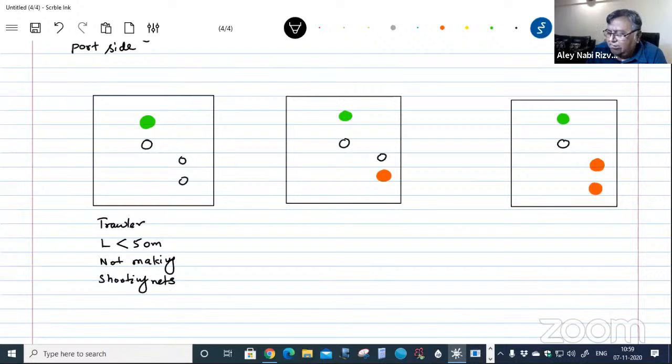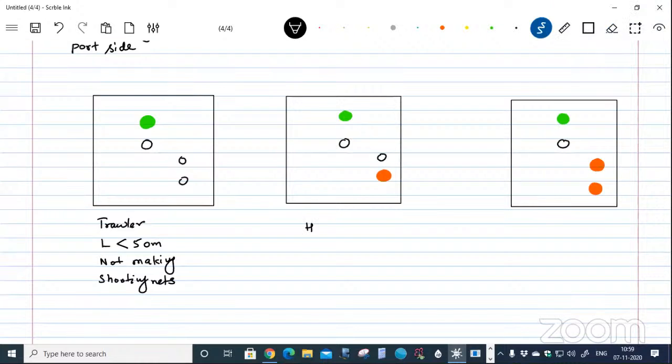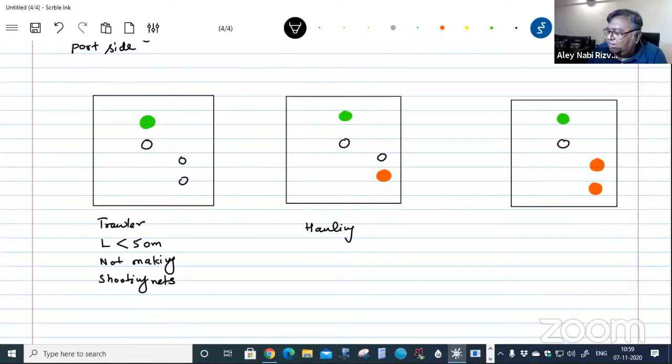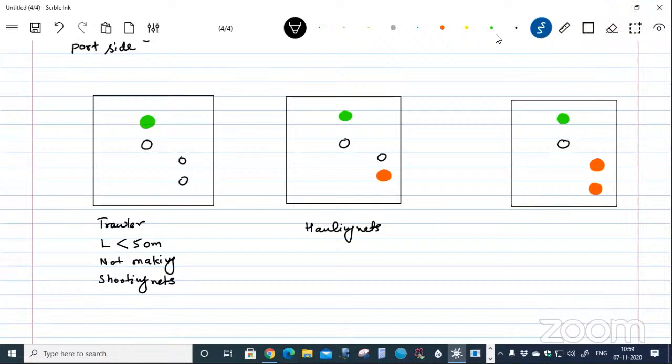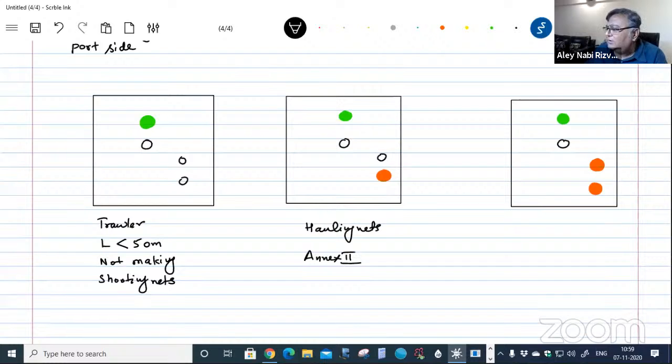Next is the same way. It is a trawler less than 50 meters and not making way, and then hauling nets. The lights are given in annex. Which annex? You remember? So Annex 2. And the third one? Third one.